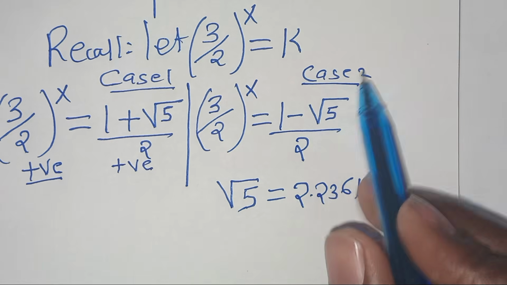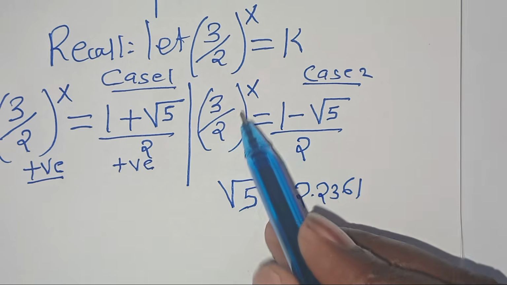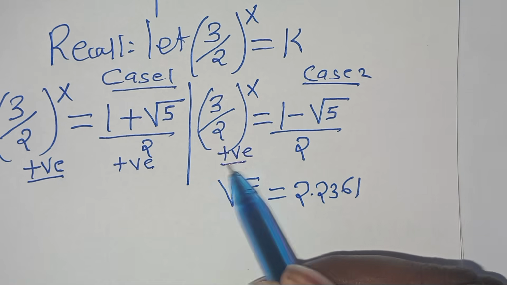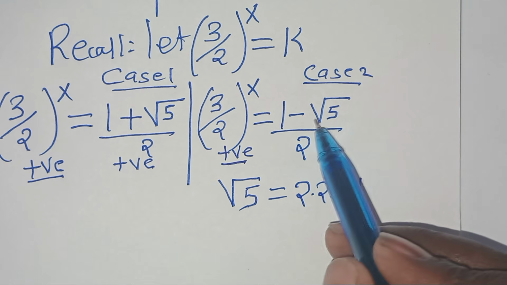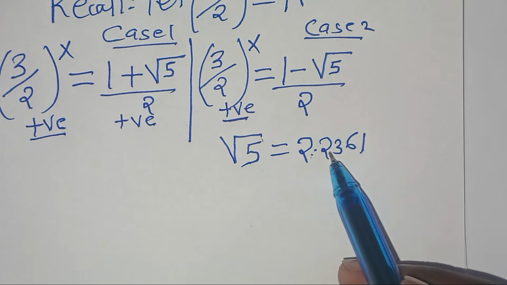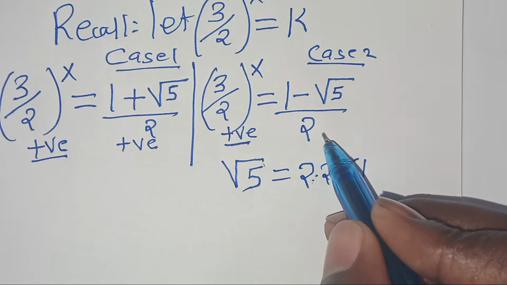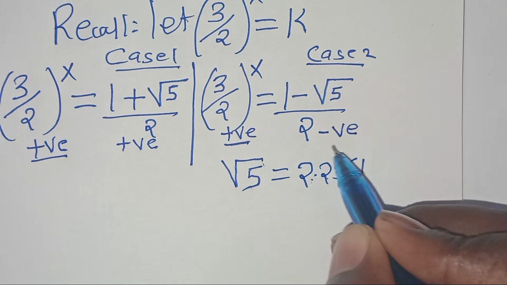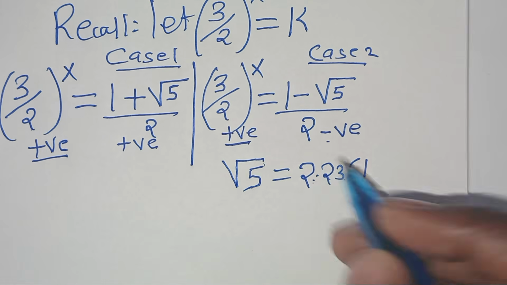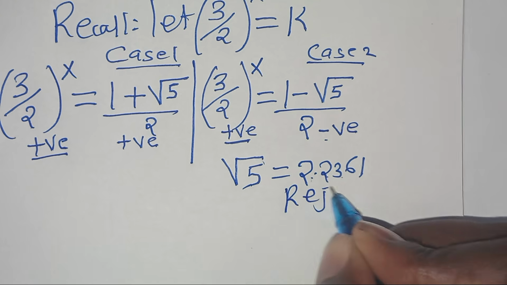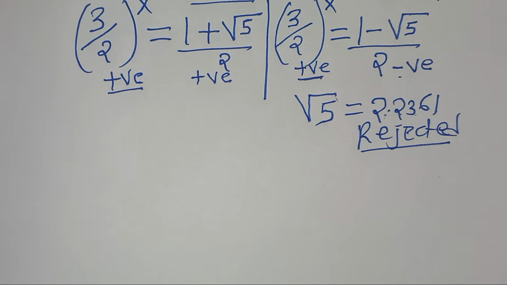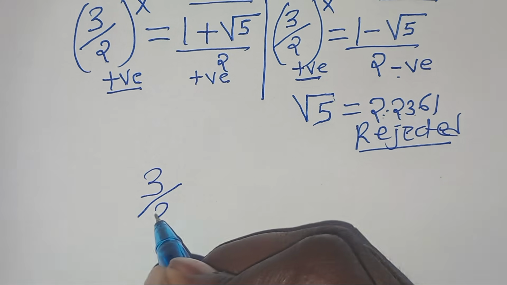But if we check case 2, on the left-hand side, (3/2)^x will give us a positive number. But on the right-hand side, we have 1 minus square root of 5. Remember, square root of 5 is 2.2361, so this will give us a negative value. And this makes it impossible to solve for the value of x. So in other words, case 2 is rejected. Now let's proceed to solve for case 1.